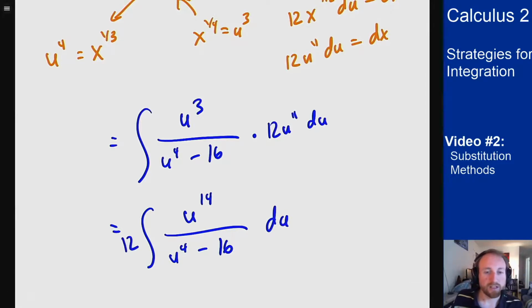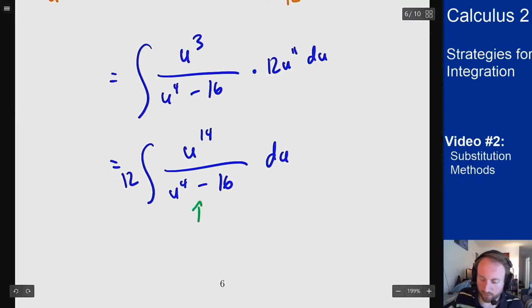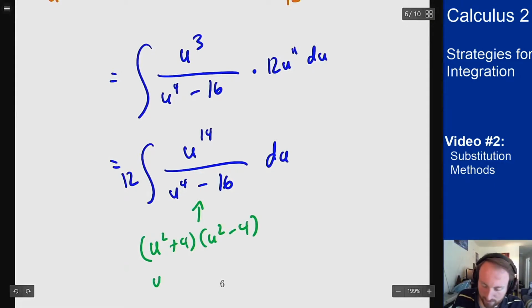Now how would we go about solving this integral? Well, this is a rational function, but the top has a higher degree than the bottom, so we'll have to do long division first and then go into partial fractions. Right, this bottom will factor as u squared plus 4 times u squared minus 4, difference of two squares, and I can do that again on the next term. u squared plus 4 times u plus 2 times u minus 2.